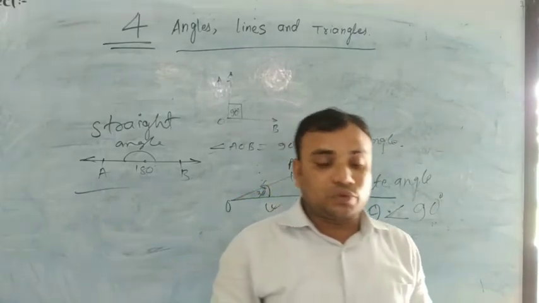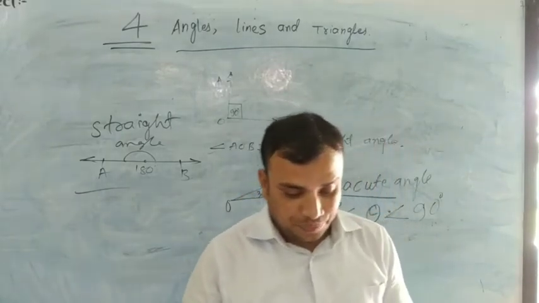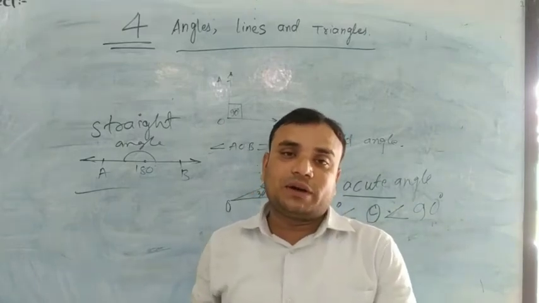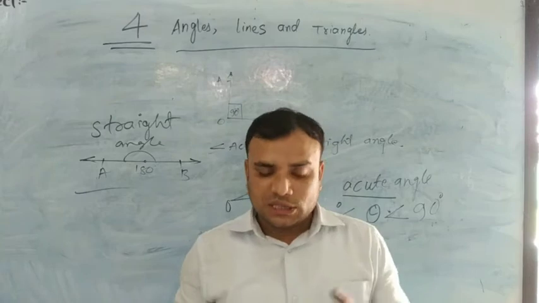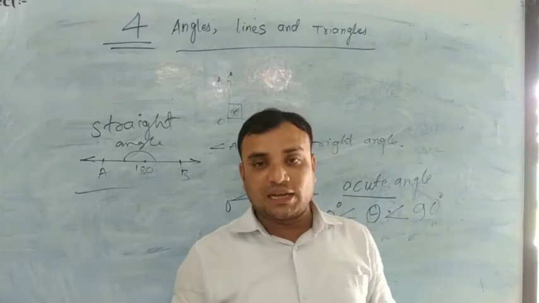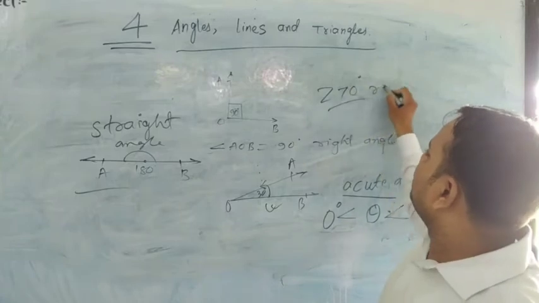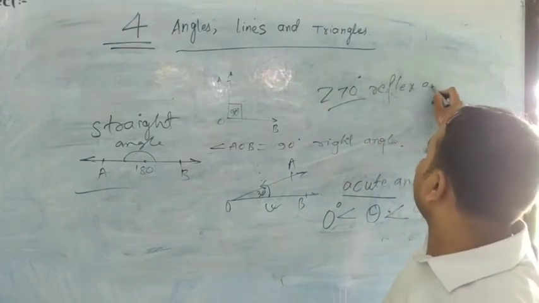Now dear students, the reflex angle. An angle whose measure is more than 180 degrees but less than 360 degrees is called a reflex angle, and 270 degrees is an example of a reflex angle.